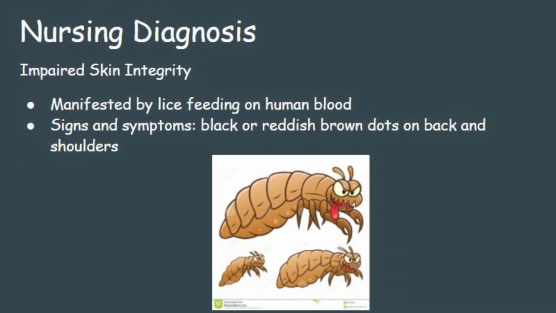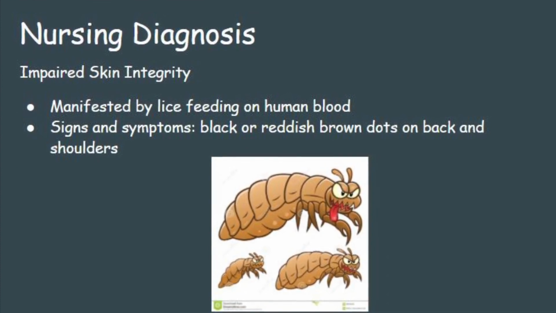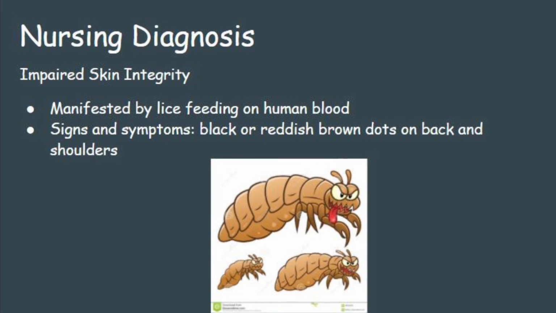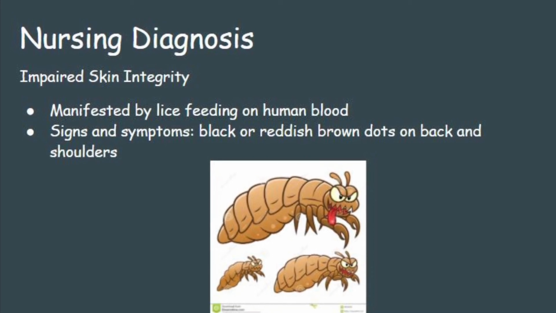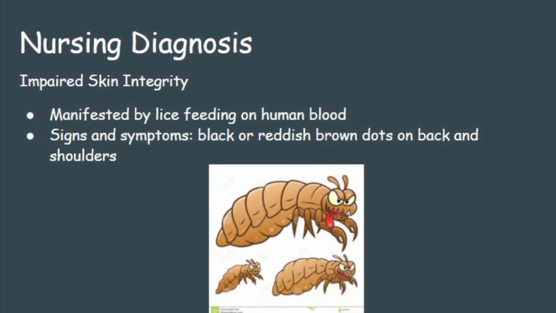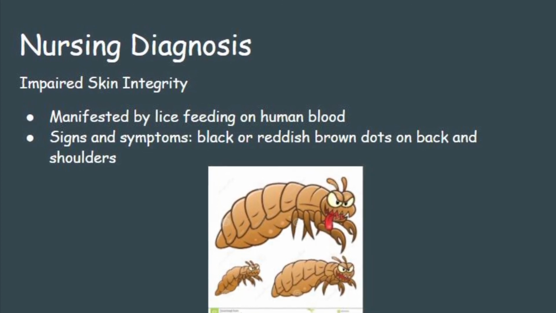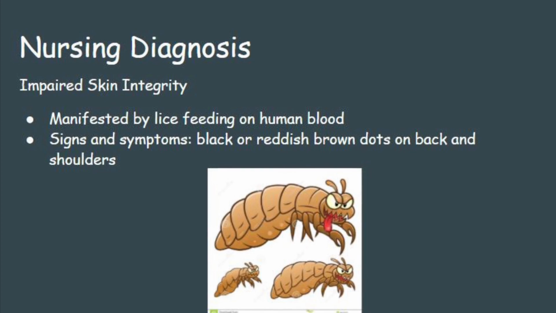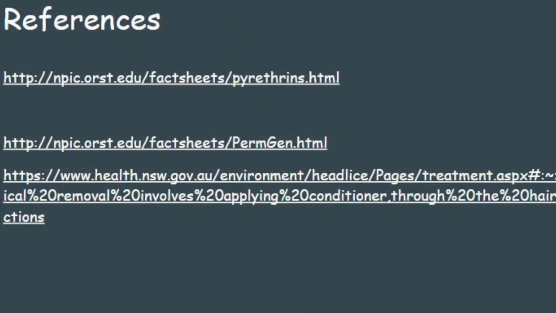Now that we have all that information, let's go over the nursing diagnosis. Nursing diagnosis, we have impaired skin integrity, manifested by lice feeding on human blood. Signs and symptoms are blackish brown dots. That concludes the nursing diagnosis.